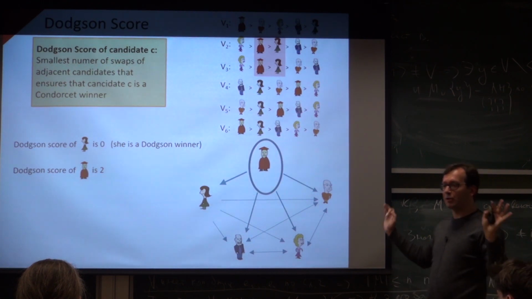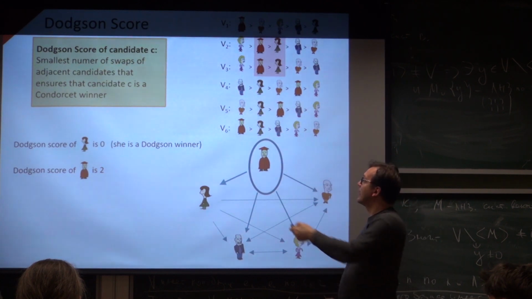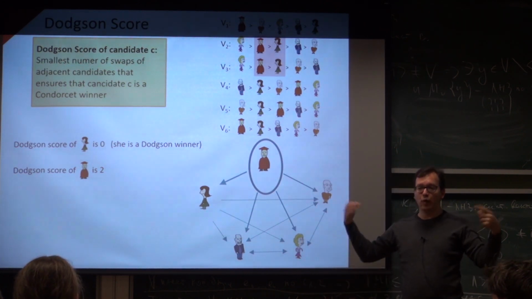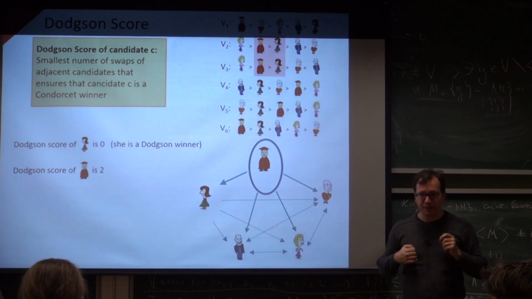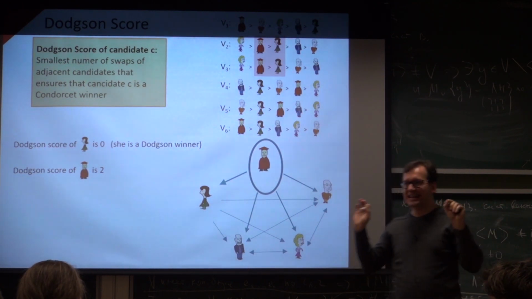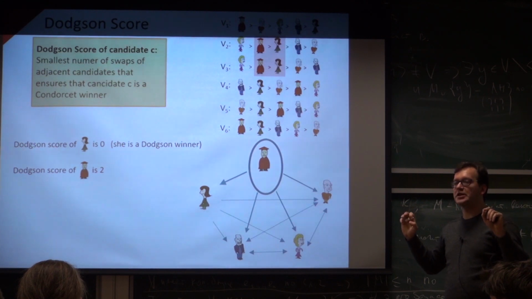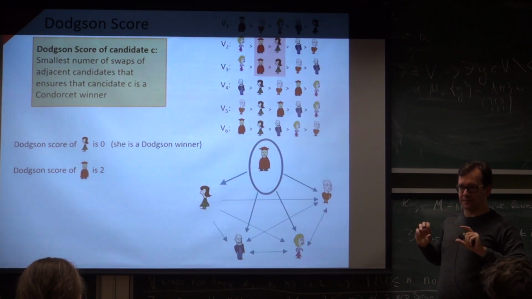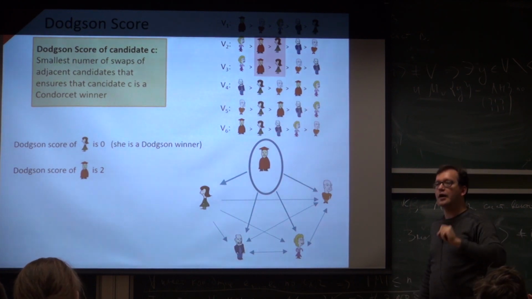So our decision problem right now is to find out how many swaps are needed to make someone a Condorcet winner. And in the decision variant of the problem, we're essentially saying, here is a number of swaps you're allowed to make. Can you make a given guy a Condorcet winner?